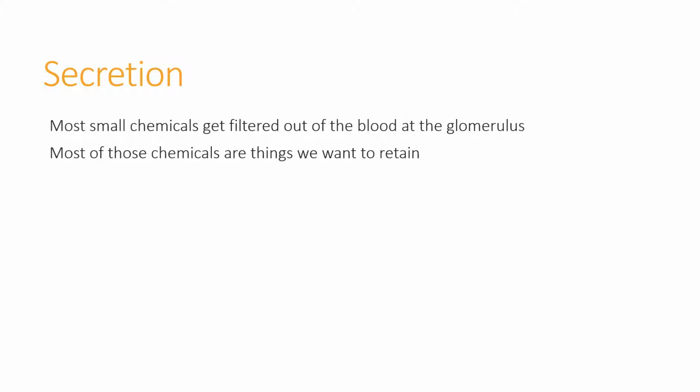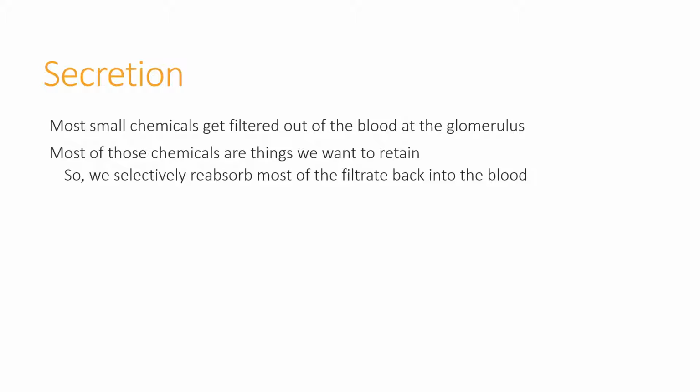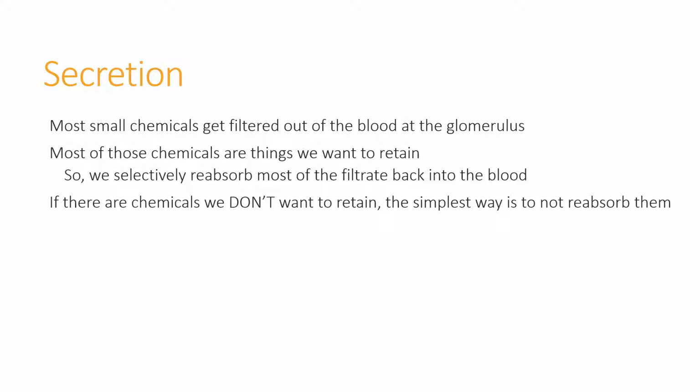As a quick reminder, most small chemicals get filtered out of the blood at the glomerulus, and most of those chemicals are things we want to retain, like water, glucose, amino acids, most of our sodium, and most of our potassium. So we selectively reabsorb most of the filtrate back into the blood. If, however, there are chemicals we don't want to retain, the simplest way is to not reabsorb them, to filter them out and leave them in the nephron tubes.